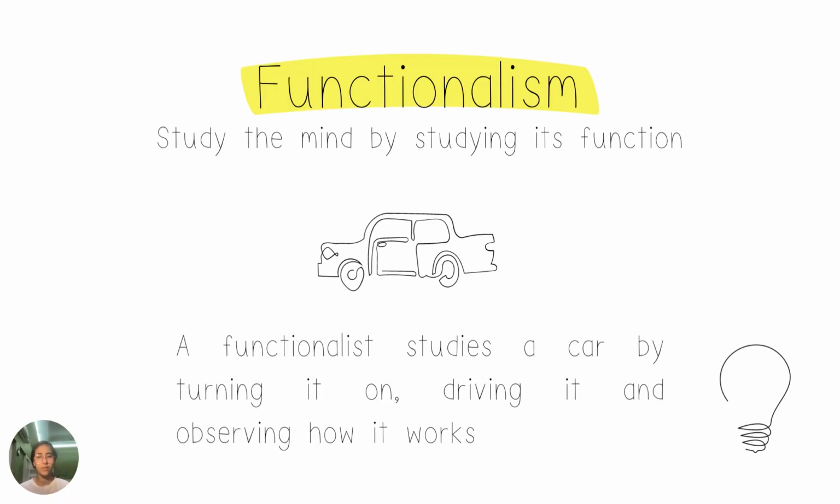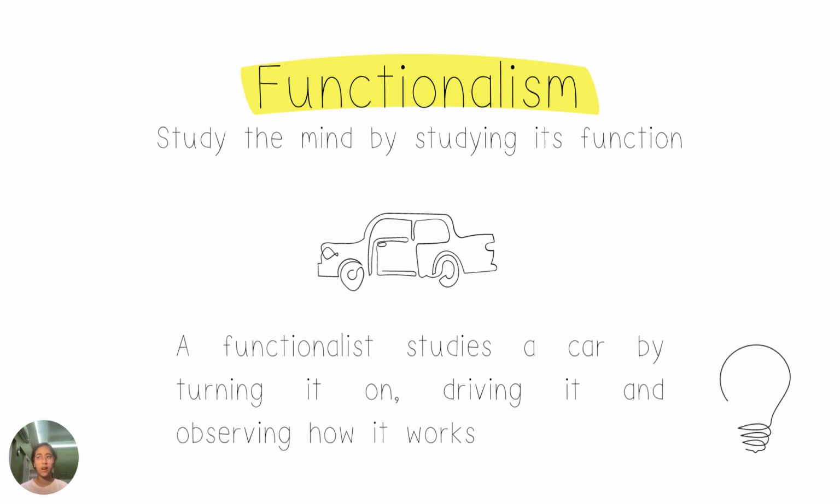So, functionalism. Now, functionalists, people who believed in functionalism, looked at objects by studying the function and the purpose that these objects served. And that's the way they wanted to look at the mind as well. Let's apply the same car analogy. If a functionalist had to study a car, they would get inside the car, turn it on, drive it, and then observe how it works.